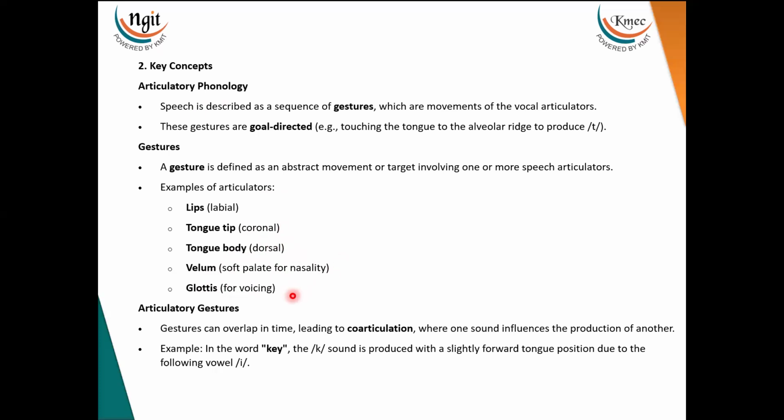Next, articulatory gestures. Gestures can overlap in time, leading to co-articulation, where one sound influences the production of another. For example, in the word key, the K sound is produced with a slightly forward tongue position due to the following vowel I. So when you say key, the following vowel I has an influence on the K.